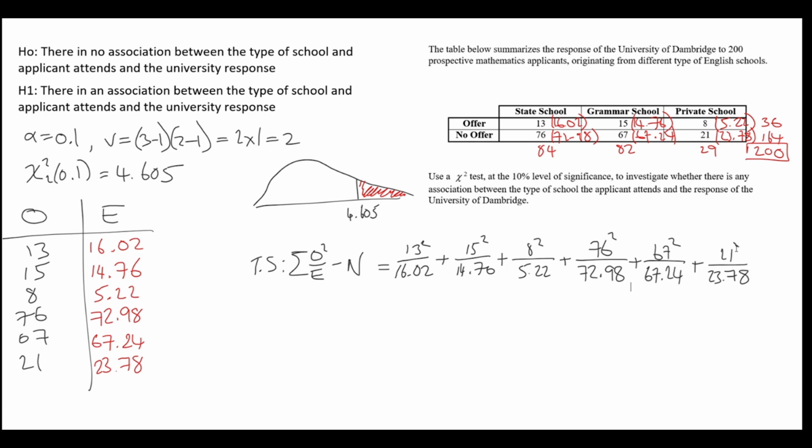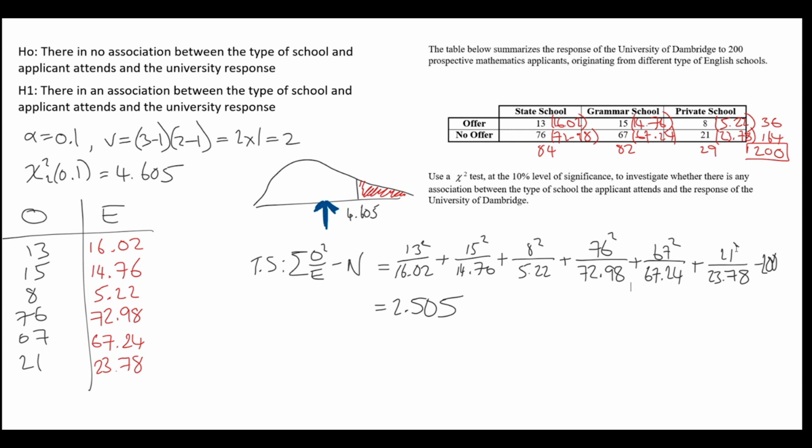Following that calculation all the way through, we get an answer of 2.505. That is our test statistic. Is it significant? It's over here on the left-hand side. It's not in the critical region. It's not a significant result.